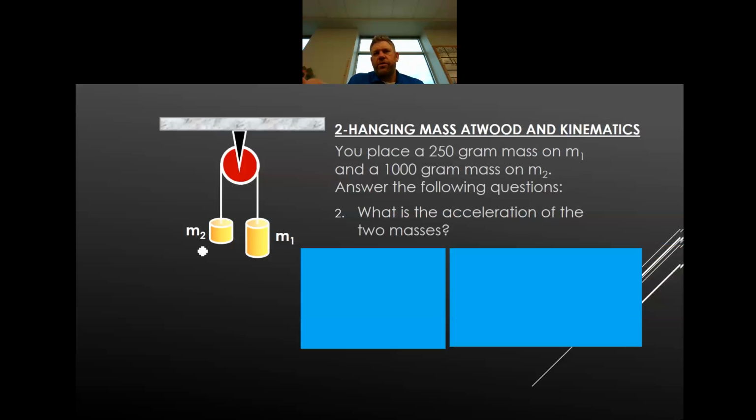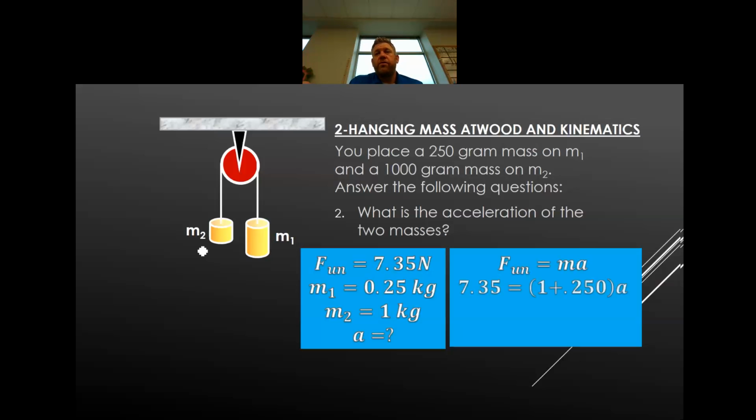We want to know what the acceleration is between the two masses. So now we've got our F_net and we've got our M1 and M2. Between M1 and M2, which one's going to move? The correct answer is both of them. Because both will move, the mass is the total of those two. Whenever we're finding an acceleration of an Atwood, it's extraordinarily likely that both will move. So 7.35 equals (1 + 0.25)a. We take 7.35 divided by 1.25, and that gives us 5.88 meters per second squared.